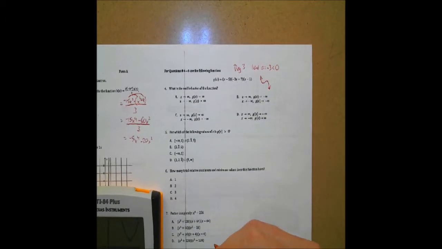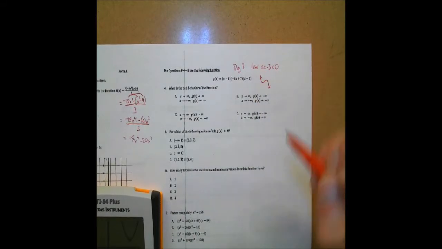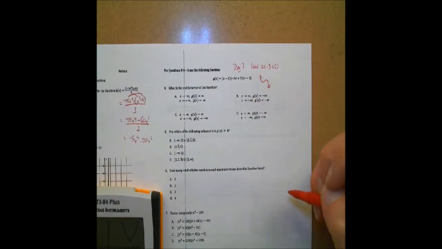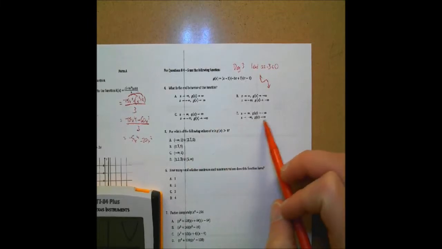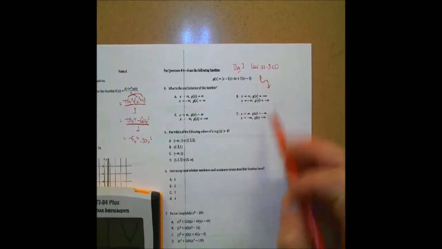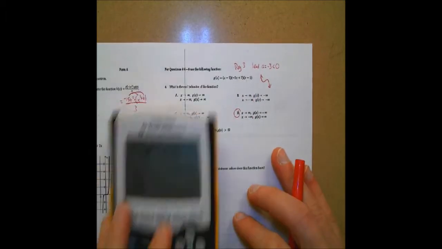Okay? So as we go to the left, we're going to go up. And as we go to the right, we're going to go down. So let's see here. As we go to the left, we'll go up. As we go to the right, we'll go down. It's letter D. Alternatively, you can type this in your graphing calculator.